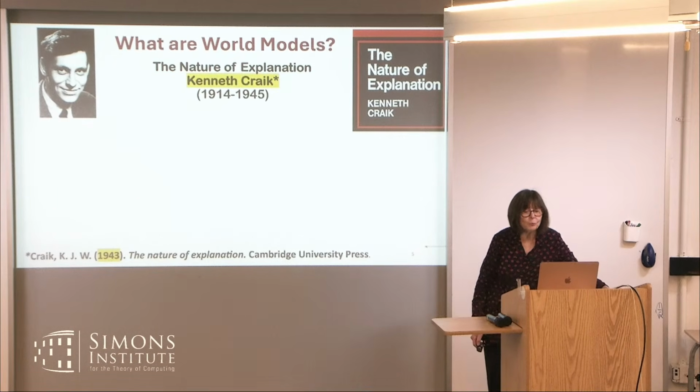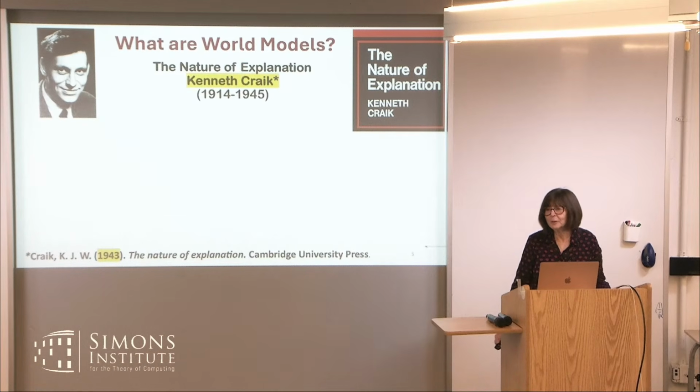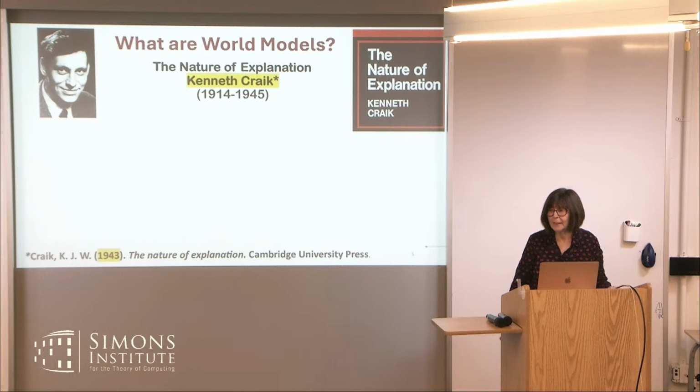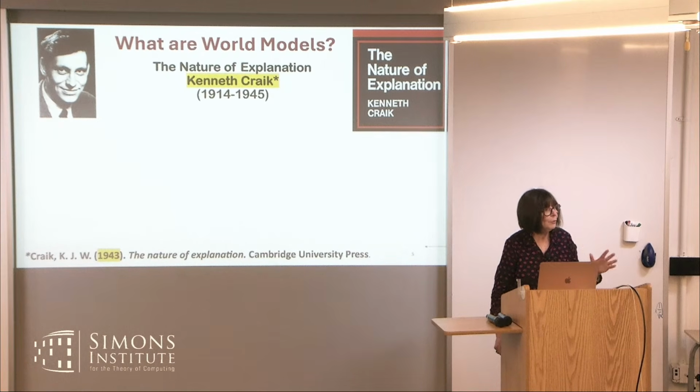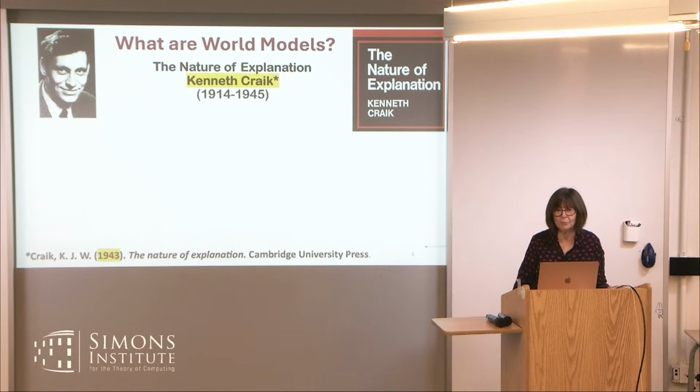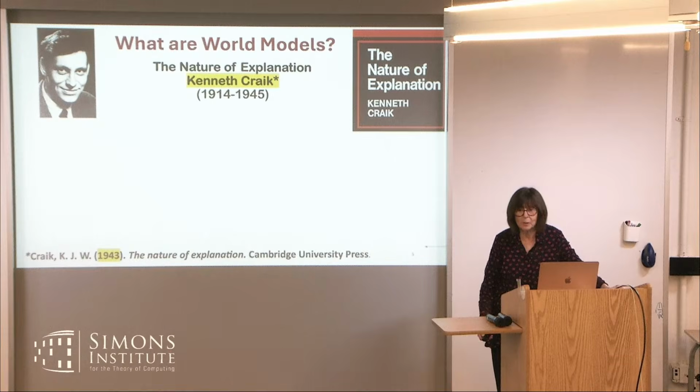Okay, so let's go to what are world models. I'm going to go back to Kenneth Craik, who was a Scottish philosopher and a psychologist. He wrote this book in 1943, The Nature of Explanation. I think he has really the best overall picture of world models, so that's going to be my basic definition. Notice this book was written in 1943, the same year the McCulloch-Pitts paper on neurons comes out. He also sadly died very young on a bicycle; a car crashed into him. So he may not be that well known, but should be.